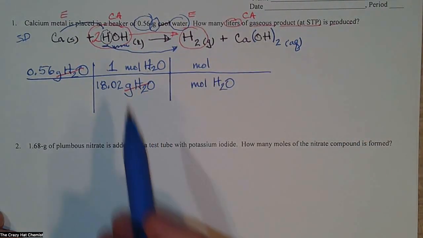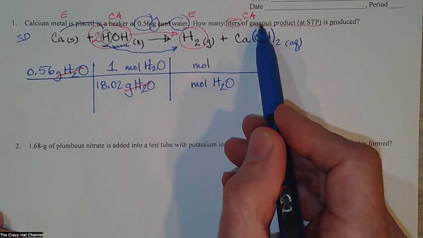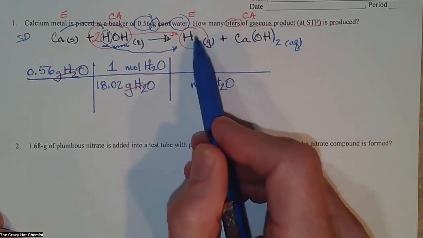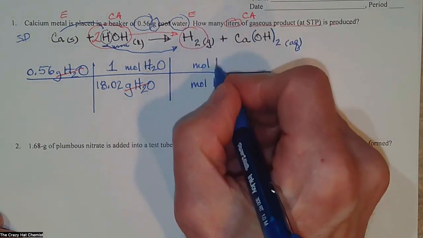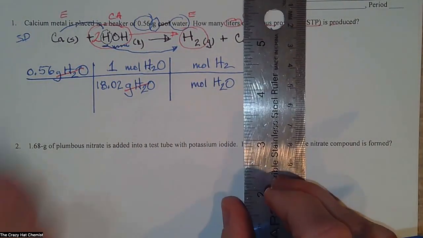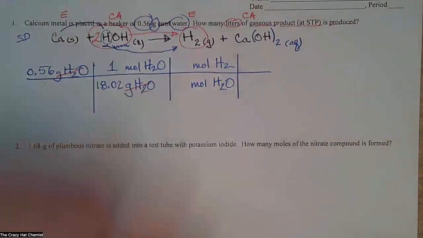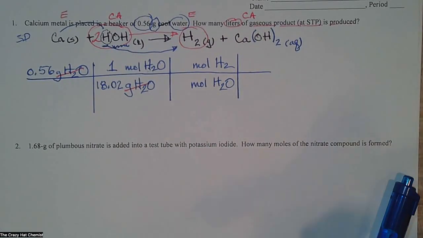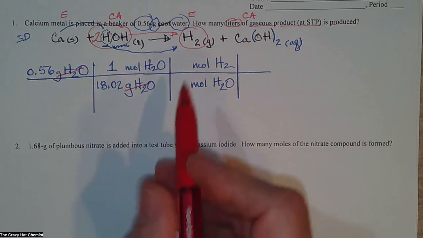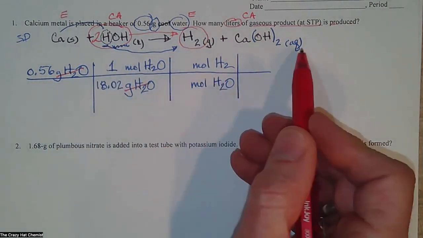Now the question is starting off with grams of water, and then what do I want? I want the gaseous product. The gaseous product is hydrogen. So I'm going to go to the hydrogen. Draw a line here in the sand to separate that set. And now I need to use the stoichiometric coefficients that are associated with these formulas on the balanced equation.